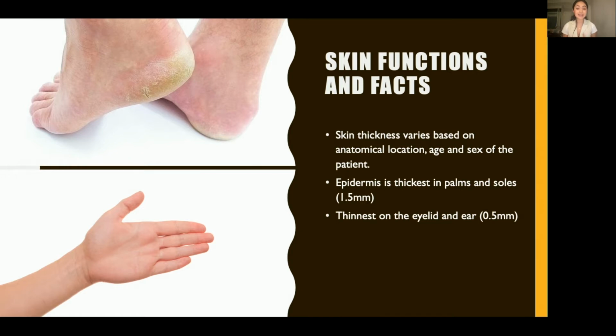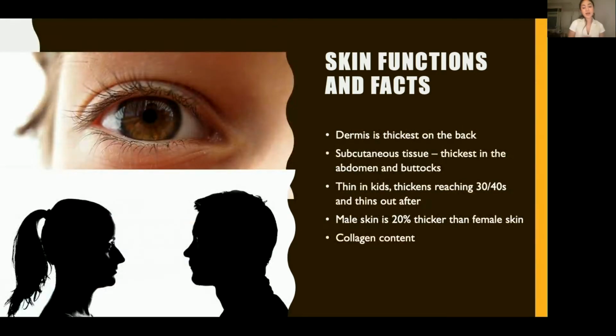The epidermis tends to be thickest on your palms and soles, around 1.5 millimeters, and it's thinnest on the eyelid and the ear. Next slide. The dermis tends to be thickest on your back, and quite obviously subcutaneous tissue is thickest in places like your abdomen and your buttocks. Generally, skin is thinner in children, it then thickens while you're reaching your 30s and 40s, and then it thins out thereafter.